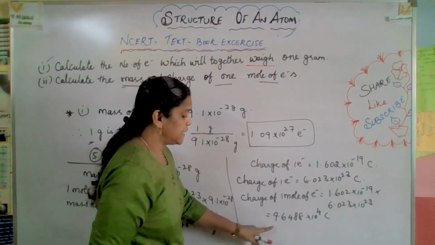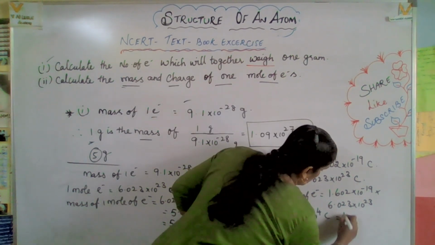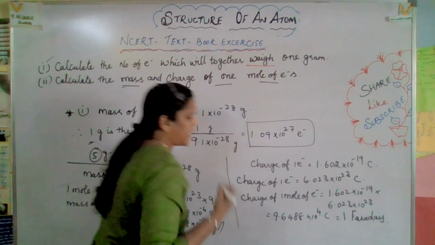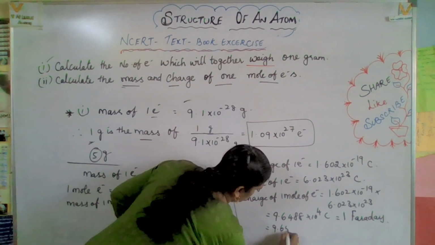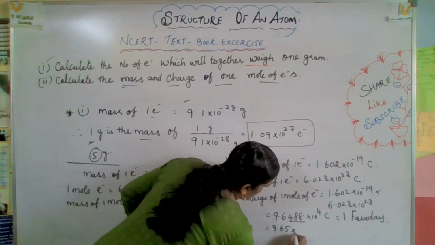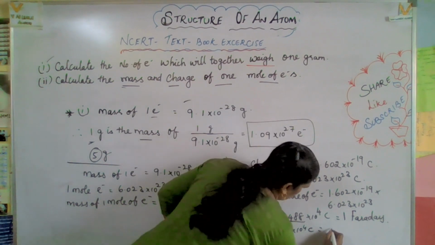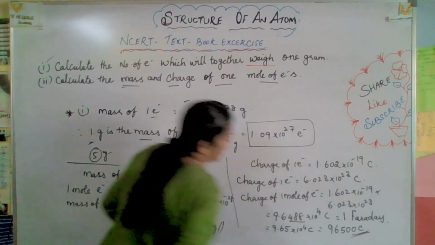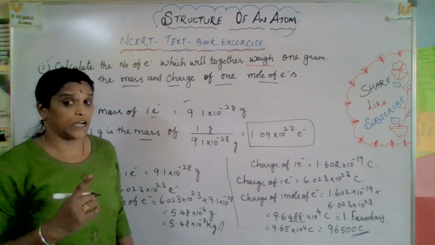9.6488 into 10 to the power of 4 coulomb is equal to 1 Faraday. Okay, now let us go to a complete full number. Here 9.6488 we can convert into 9.65 into 10 to the power of 4 coulomb. We can write it in one more way, 96500 coulomb. I hope you got a clear idea how you got 1 Faraday.